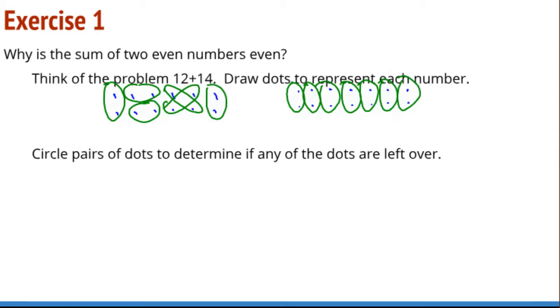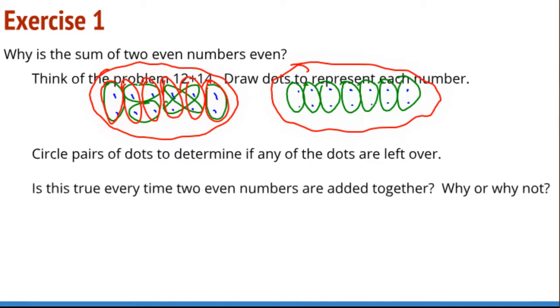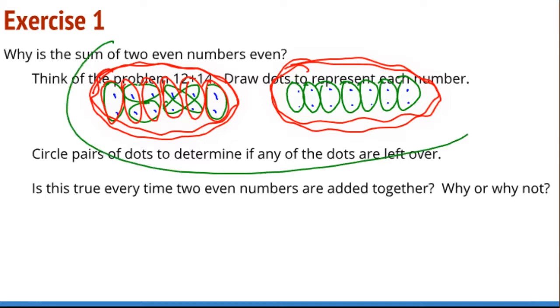So what makes a number even? A number is even when we can make pairs of 2 out of the number and have no leftovers. So if I have 12 and it has no leftovers, and I have 14 and it has no leftovers, if I combine these two numbers, will there be any leftovers? And the answer is no, because all the 12 here have a buddy and all the 14 here have a buddy. If I put these numbers together, all the dots will have a buddy and there will be no leftovers. What makes a number even? A number is even when I can make pairs of 2 and not have any leftover dots.